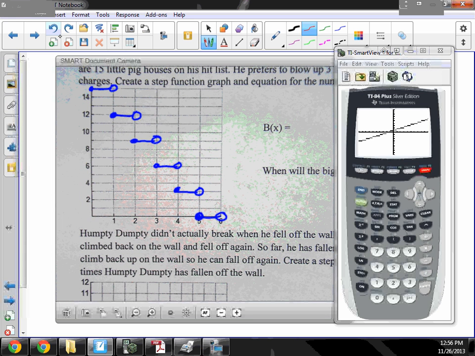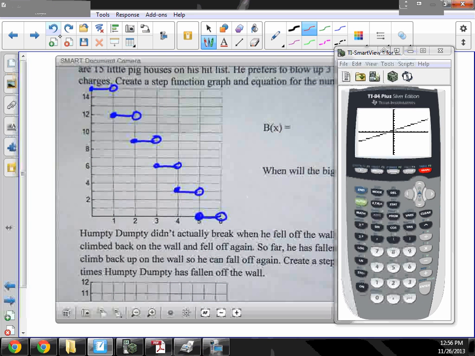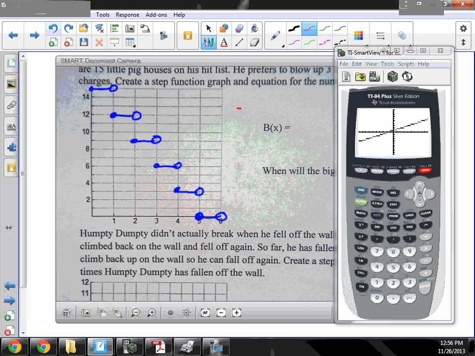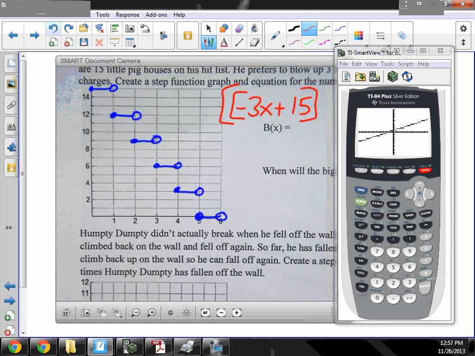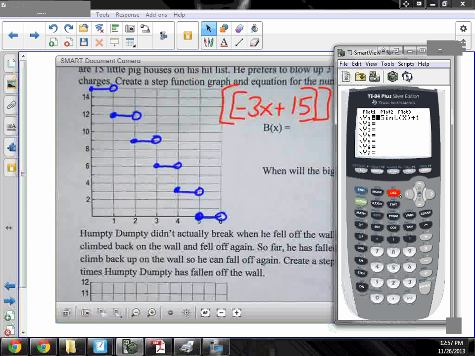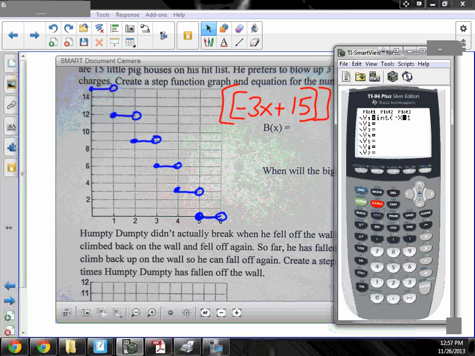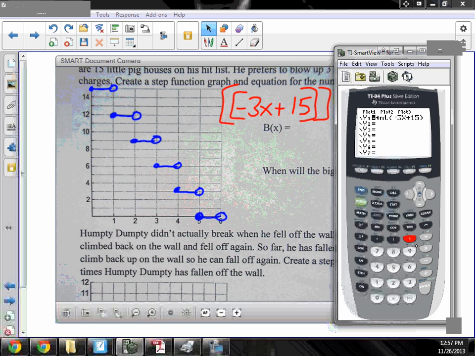So what is the equation here? How many houses is he blowing up per hour? So negative 3x plus the y-intercept is 15, and I'm going to put that in greatest integer. So if I were to graph that, I would do the greatest integer of negative 3x plus 15. Oops. 3x plus 15. And then close the parentheses.